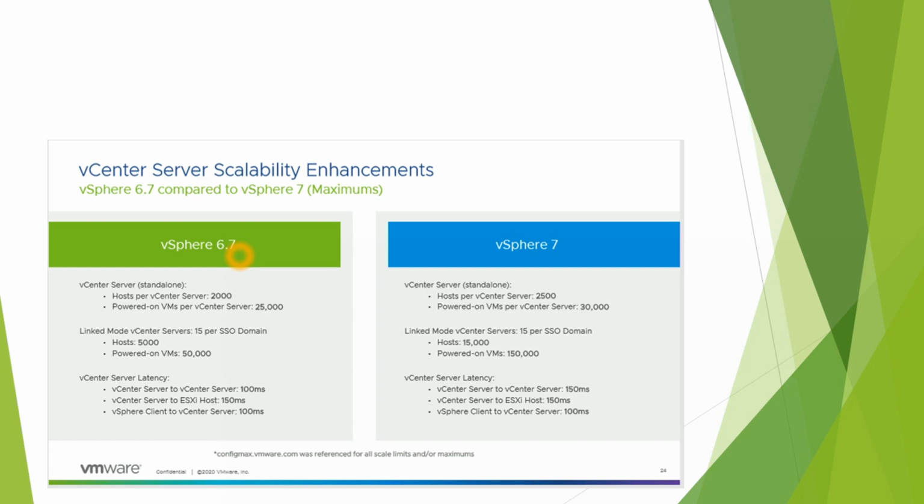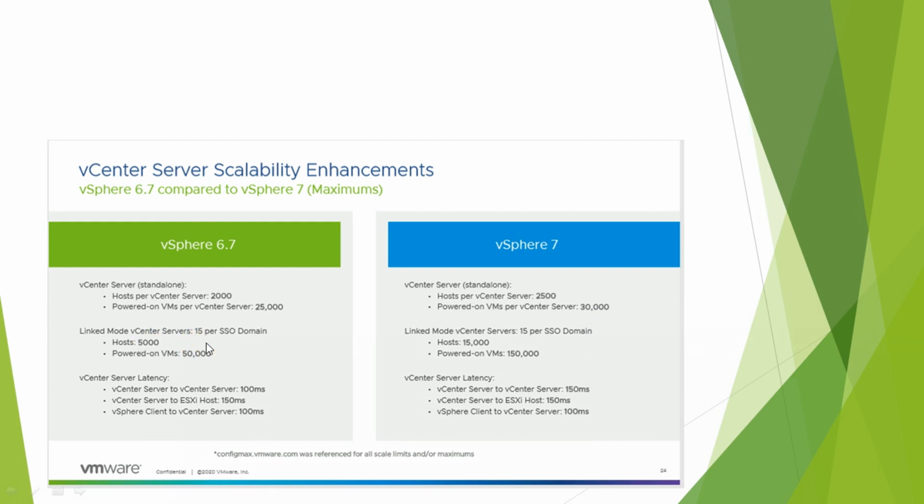With the vCenter server, there is hosts per vCenter server, how many you can add. In the previous version it was 2000. In this vCenter server it is 2500. If you miss the session, you'll understand what an ESX host is. ESX host is the hypervisor. Please check out sessions 1 and 2 which I have posted on what is virtualization and how to install ESX host. Then you'll get a better idea. That is the hypervisor which we'll be using in our sessions here. Going forward, powered on VMs per vCenter server was 25,000. Now that has gone up to 30,000.